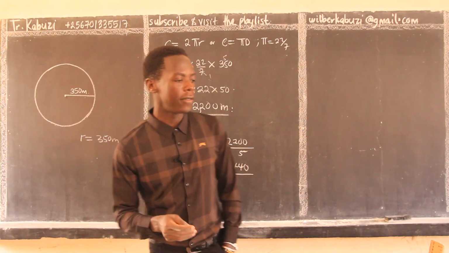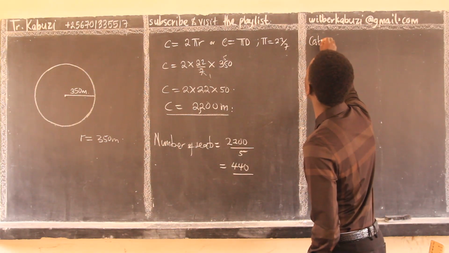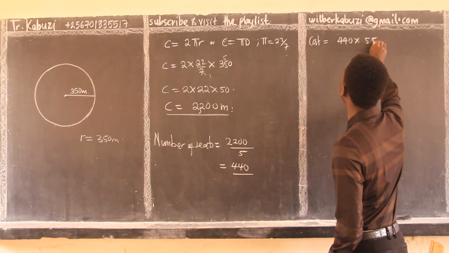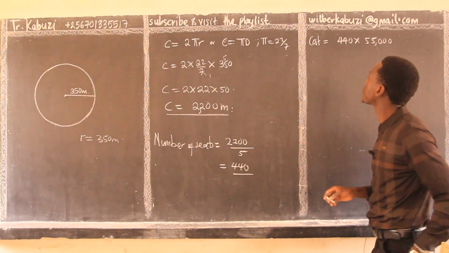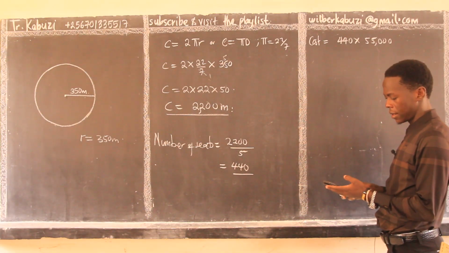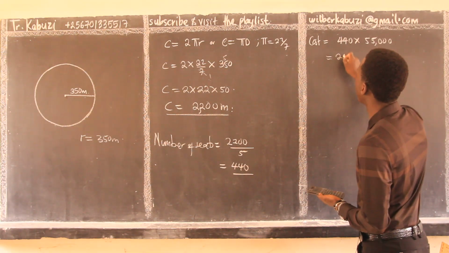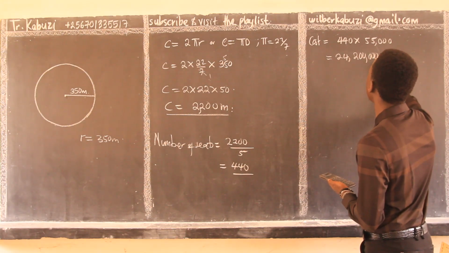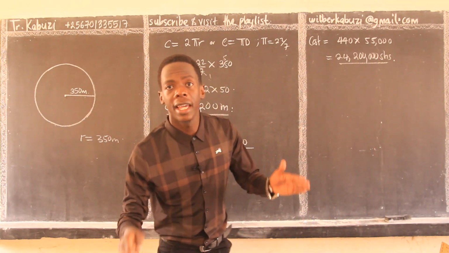Now, if those are the number of seats, how much are we going to spend on that? The cost will be 440 times the cost of each. Each is 55,000. So if you get that, the answer is 24,200,000 shillings. But remember, we said for every activity you respond to the task.